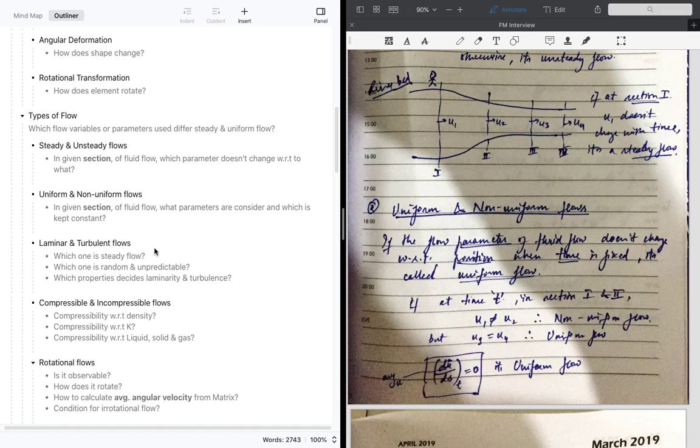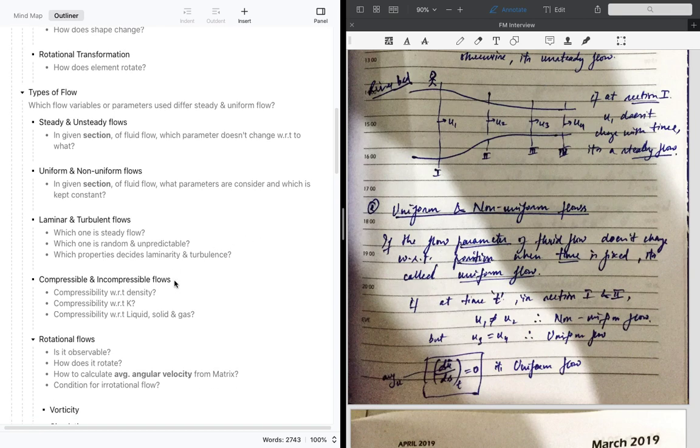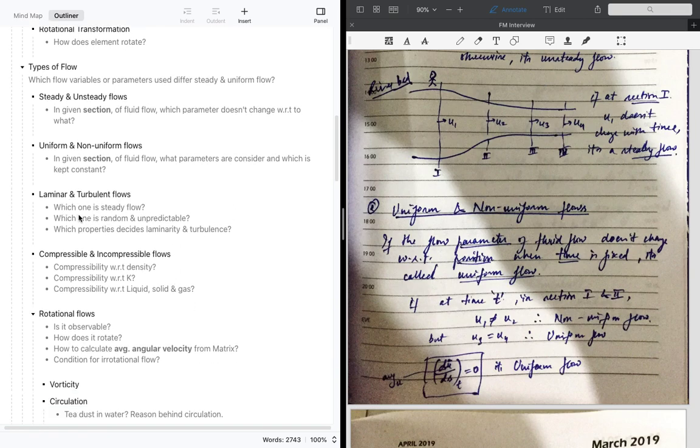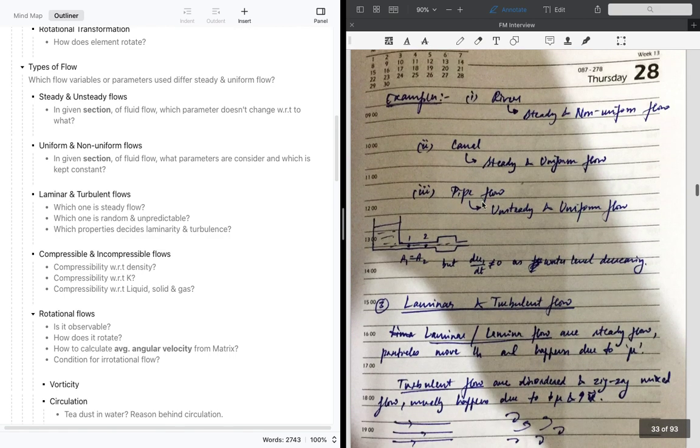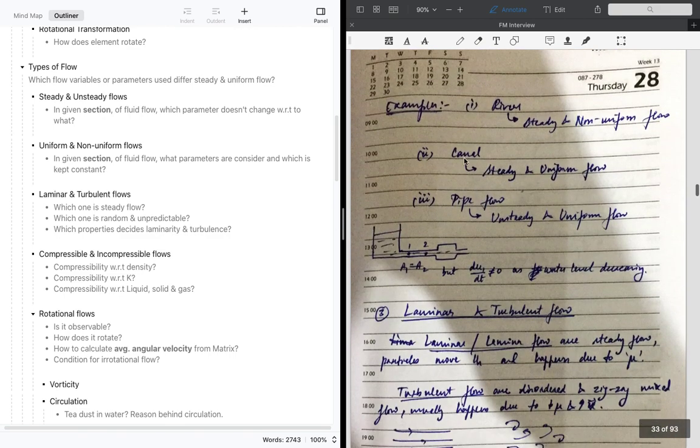So if the velocity doesn't change with respect to position at a given time, it is called a uniform flow. Okay, next one is laminar or turbulent flow. Which one is a steady flow? Which one is random or unpredictable? Which property decides laminarity or turbulence? We will discuss this.